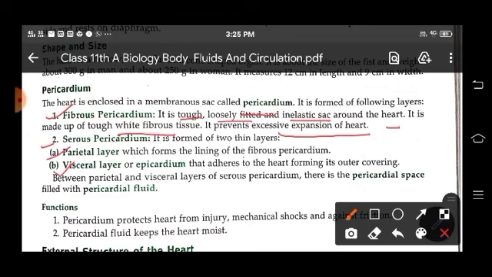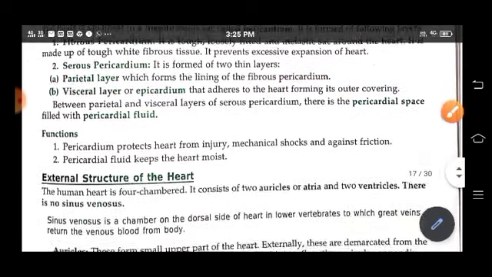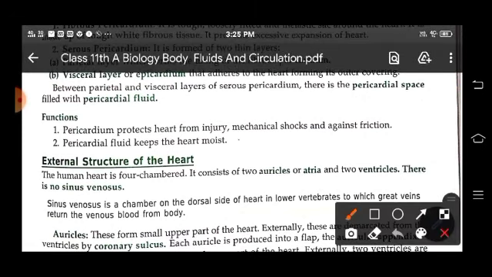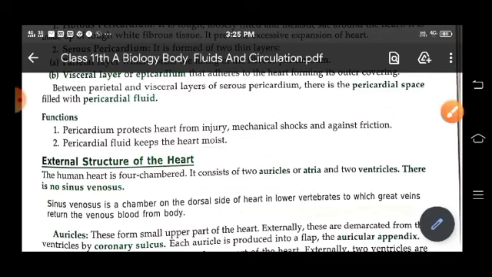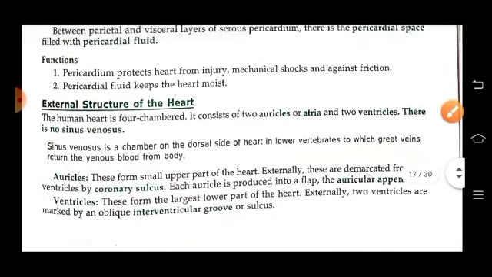The parietal layer forms the lining of the fibrous pericardium, whereas the visceral layer or epicardium adheres to the heart, forming its outer covering. Between the parietal and the visceral layers is present the pericardial space, which is filled with the pericardial fluid. Now, the pericardium protects the heart from injury, mechanical shocks and friction, and the pericardial fluid keeps the heart moist. So let's study about the external structure of the heart.